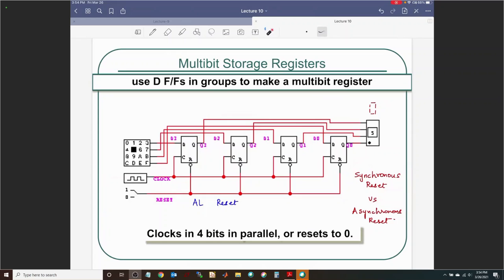So what does this design do? It clocks in 4 bits in parallel, or you can use the active low reset to make it all go to zero. This is your source, right? There's a 4-bit source. So you're taking 4 bits from the source, for example 1010, and connecting them to the inputs of the D flip flops, which are D3, D2, D1, D0. As soon as you have an active edge of the clock, you will be clocking things parallelly into the 4-bit register.